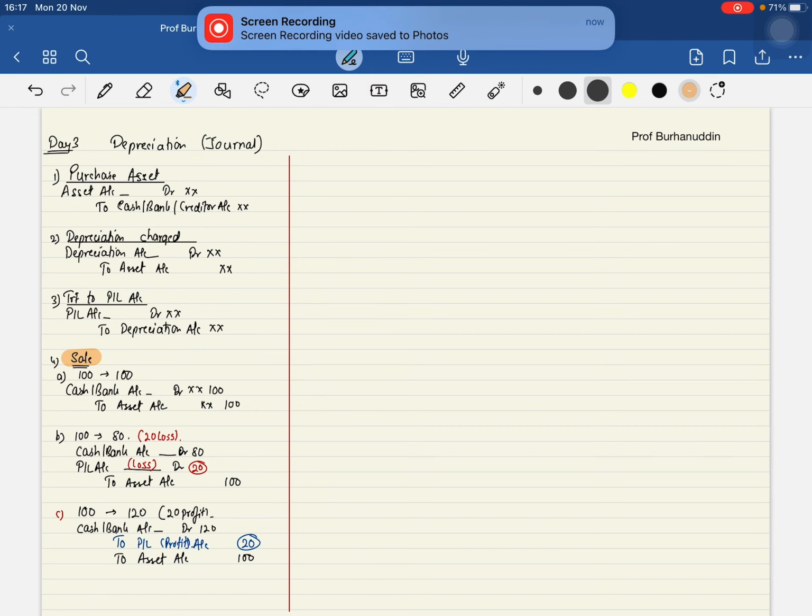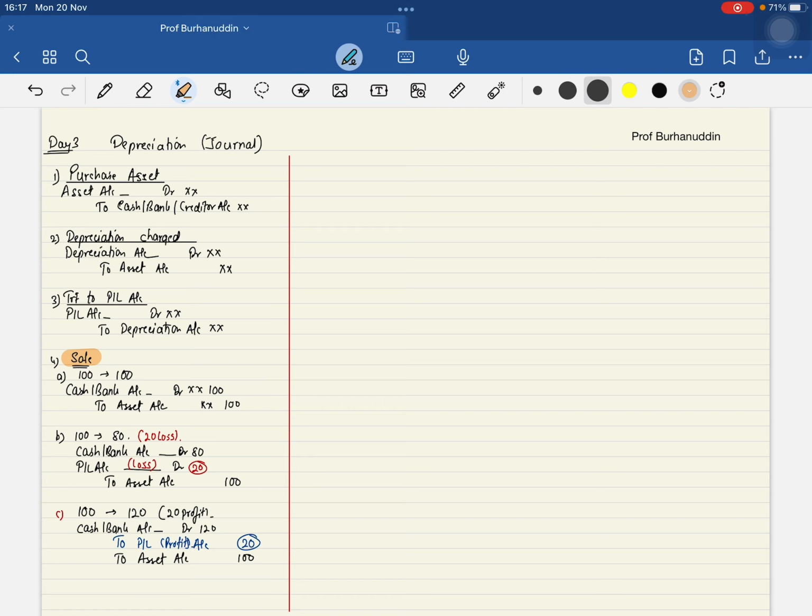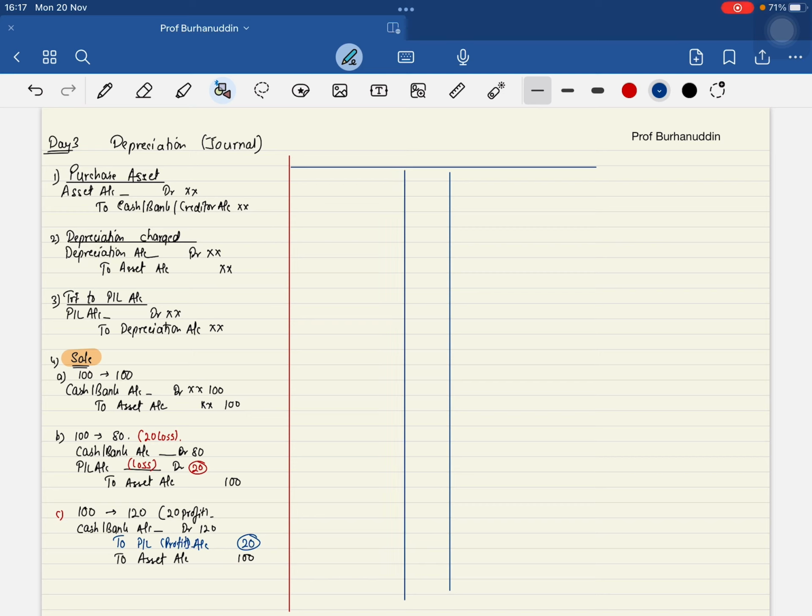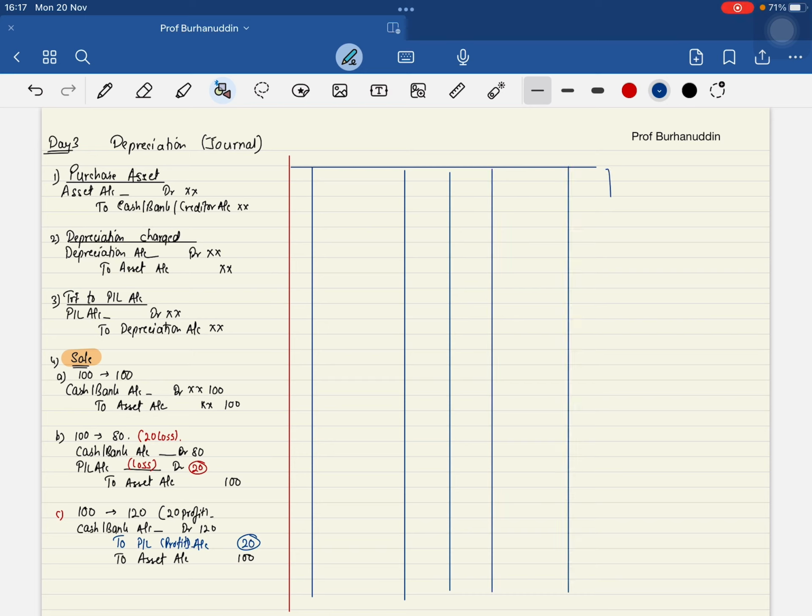The next part is ledger preparation. Here in this chapter, you need to prepare only two accounts. The very first account is your asset account. Date, particulars and all that. And the second account that you're going to prepare now is your depreciation account.